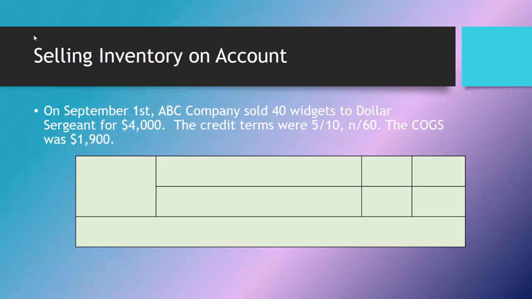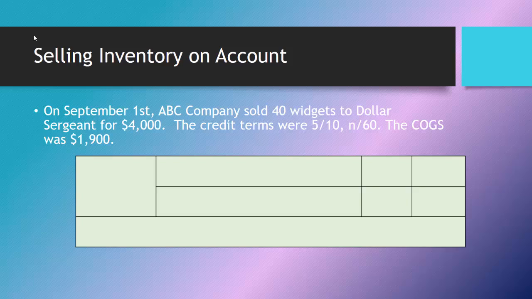Let's take another selling example. This time somebody's going to miss the discount eventually. On September 1st, ABC Company is going to sell 40 widgets to Dollar Sergeant for $4,000, and we're going to offer them credit terms of $510 net 60. They get 5% off if they pay within 10 days. The full net balance is due to us within 60 days.